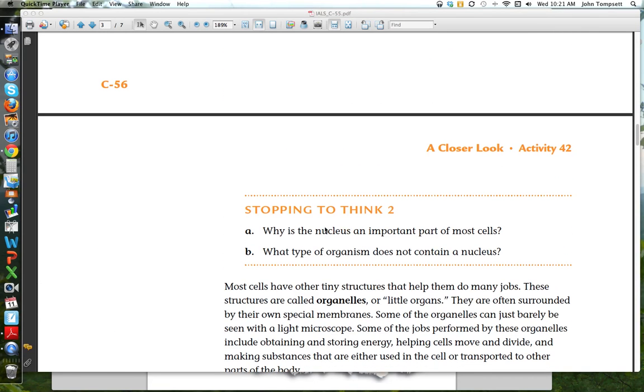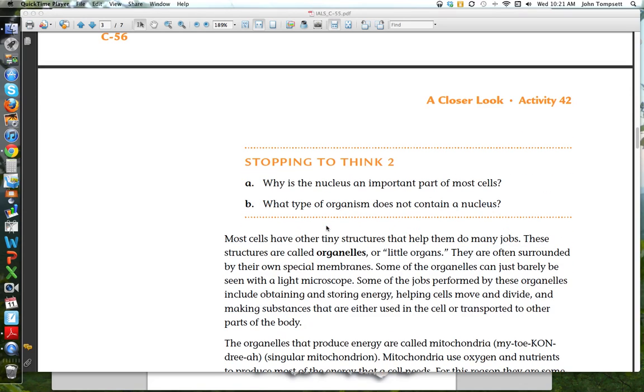Here is the second stopping to think. A, why is the nucleus an important part of most cells? And B, what type of organism does not contain a nucleus? Hit the pause button and record the answers to those questions, please.